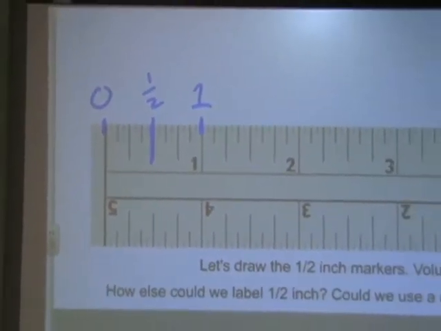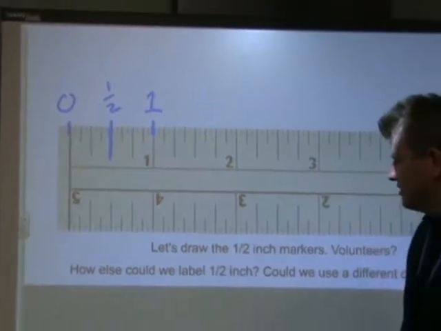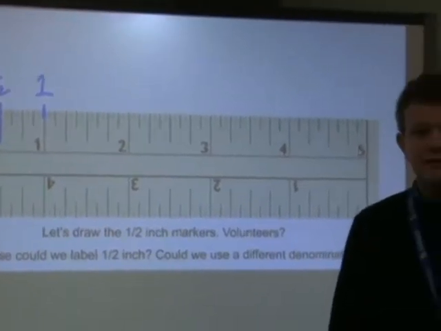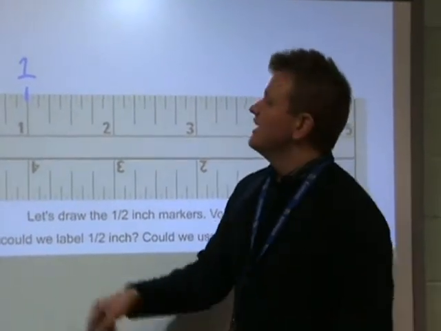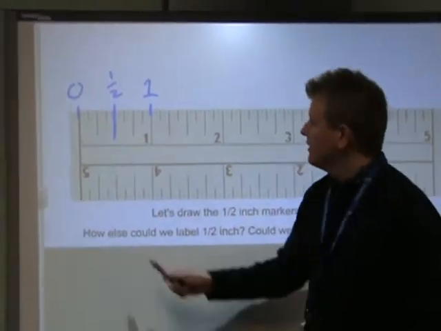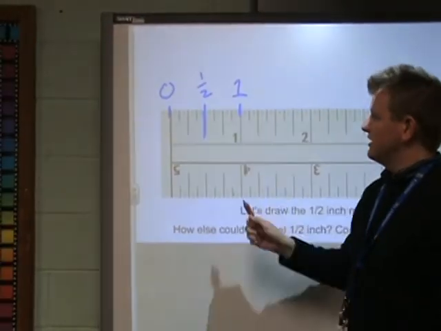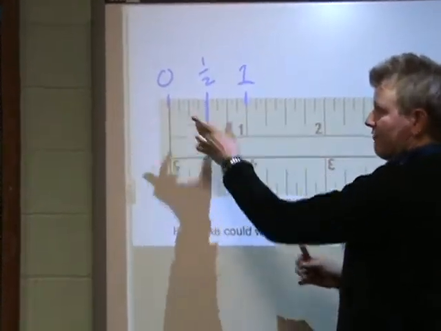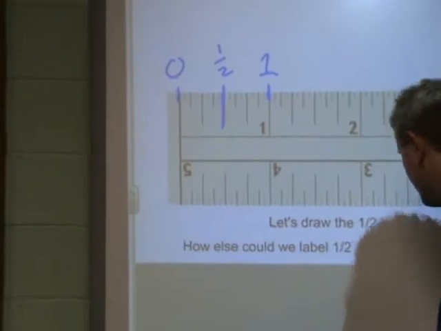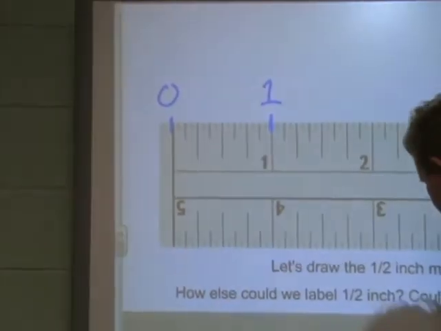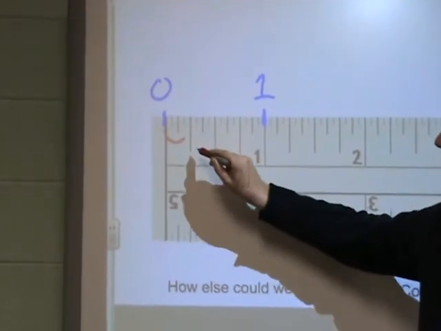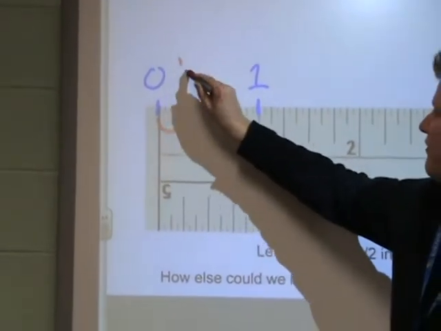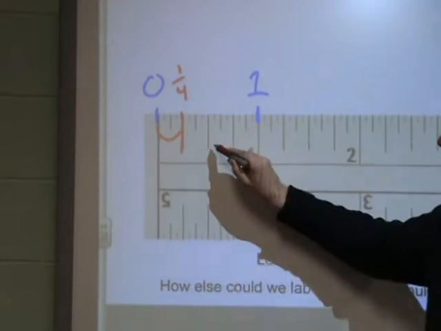Now, how else could we label 1/2 of an inch? Could we use a different denominator? We sure could, okay? Because today we're going to be talking about fourths. So if you cut between 0 and 1, if you cut your inch instead of in half, right? If you cut that, let's get rid of that. Cut it in fourths. There's one piece here. So this is 1/4 of an inch, okay?